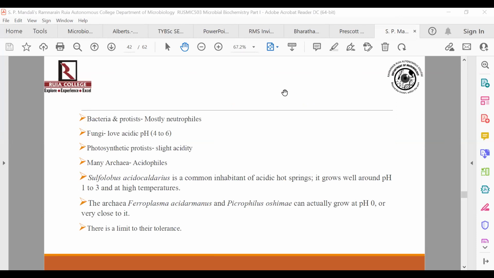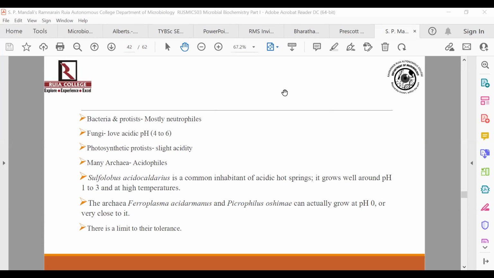Okay. Now, when we talk about most of the bacterial species and protist species, they are neutrophiles. Let me tell you that as far as fungi are concerned, they love to grow at acidic pH, anywhere within the range of 4 to 6. And photosynthetic protists normally like to grow in slightly acidic conditions. And many archaebacteria are acidophilic organisms. Many species in the archaeal family have the ability to grow at very low pH, as low as even 1.5 and 2.